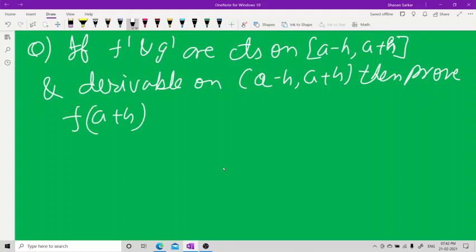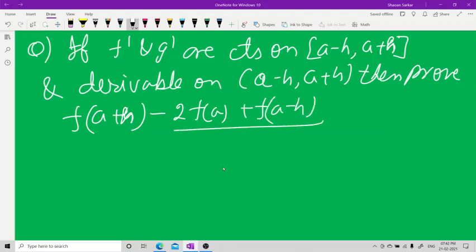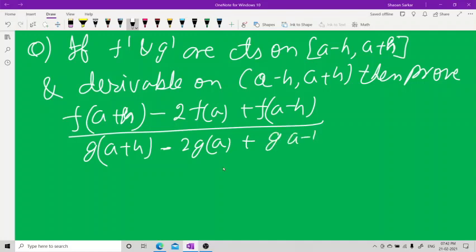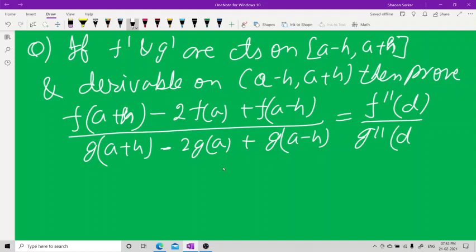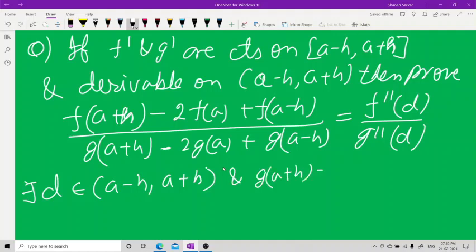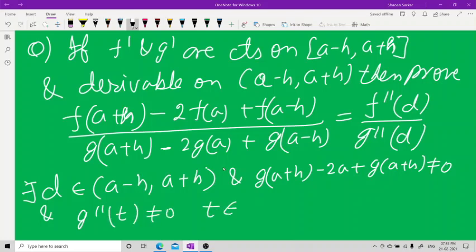that [f(a plus h) minus 2f(a) plus f(a minus h)] upon [g(a plus h) minus 2g(a) plus g(a minus h)] is equal to f double dash(d) upon g double dash(d), for some d belonging to the open interval a minus h and a plus h, and g(a plus h) minus 2g(a) plus g(a minus h) is never 0, and g double dash(t) is never 0 for all t belonging to this open interval a minus h to a plus h.